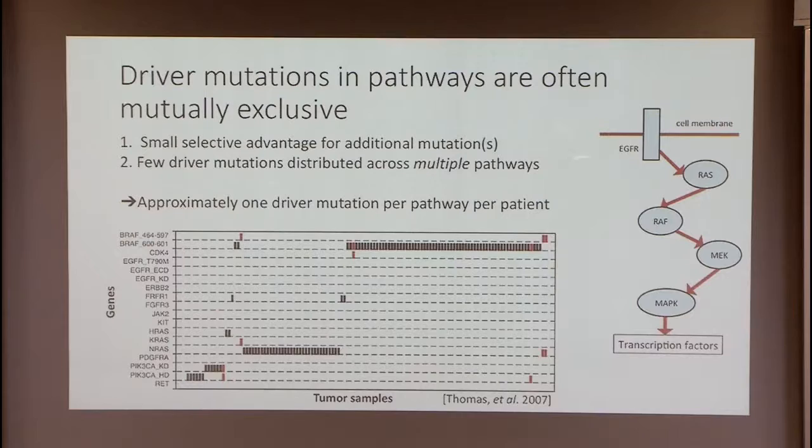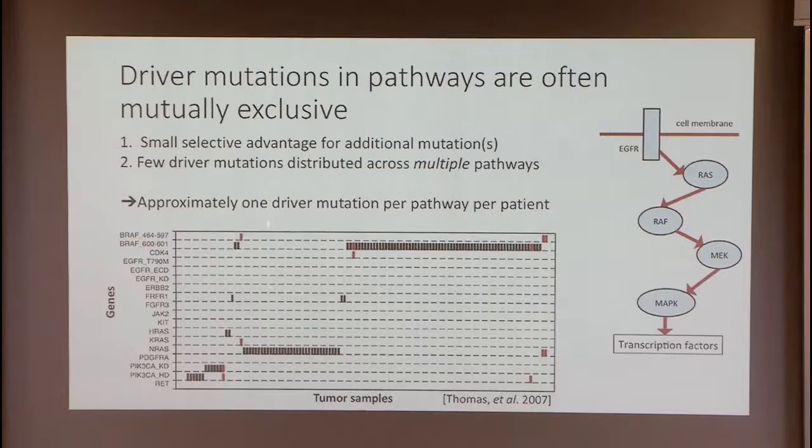You could explain this through a sort of evolutionary argument that a second mutation in the pathway doesn't give the cells much of a selective advantage. You could also explain this observation using just a counting argument, which is that there are relatively few driver mutations distributed over multiple different biological processes. So if you just run the numbers, you get approximately one mutation per pathway per patient. So you see this phenomenon, in this pathway, this is old data, that samples rarely have more than one mutation in a member of this pathway.